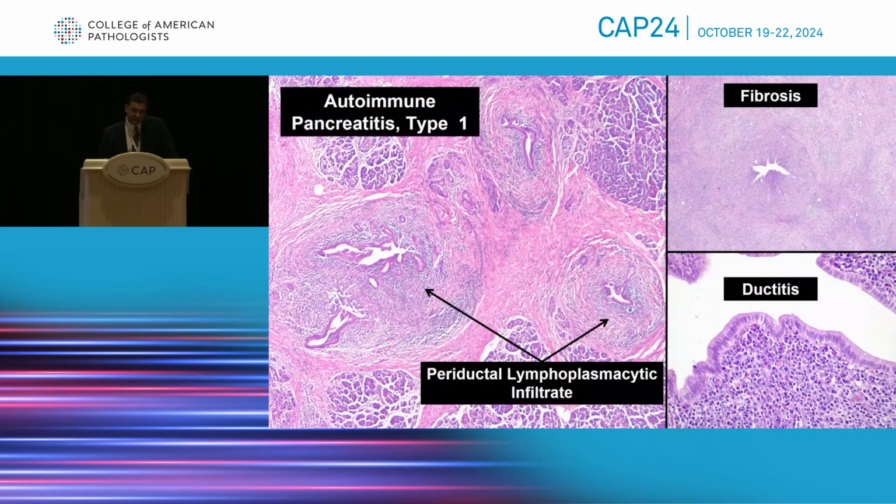Now, the histologic findings on FNBs closely resemble those seen in resection specimens, where again in type 1 autoimmune pancreatitis, you have that lymphoplasmacytic infiltrate. That's truly obvious. It's not going to be hard to find.